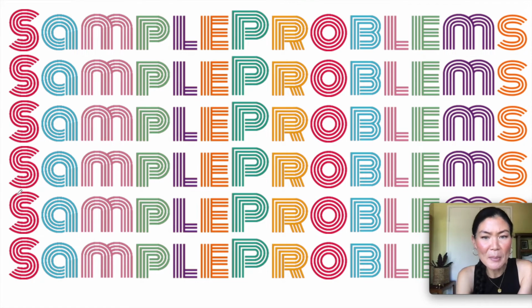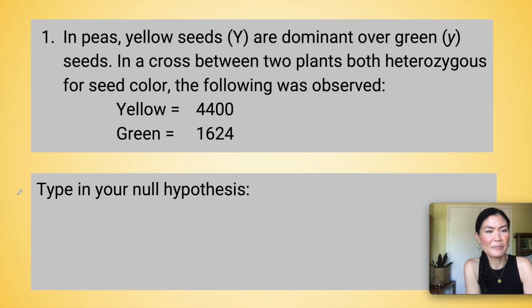All right, let's do some sample problems. The sample problems are found on that Google Doc. The first question is in peas, and this is also Mendelian genetics. In peas, yellow seed are dominant over green. In a cross between two plants, both heterozygous for seed color, the following was observed. So if you do this experiment, this is what we got. This is the data. 4,400 were yellow, 1,624 were green. Type in your null hypothesis.